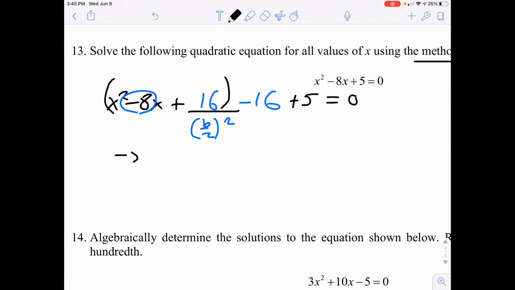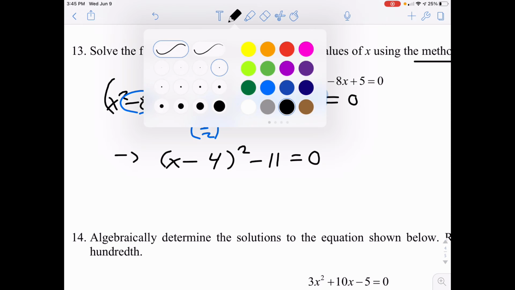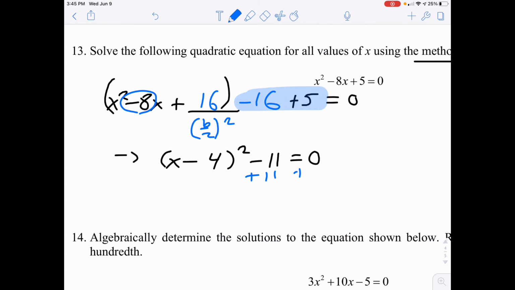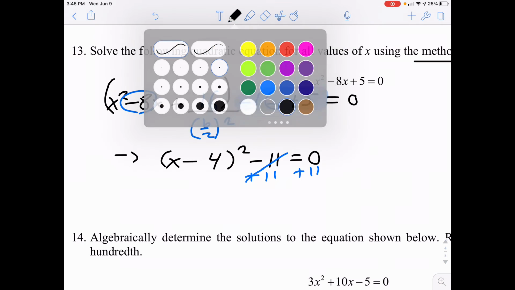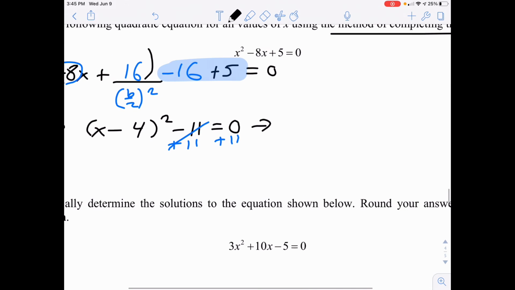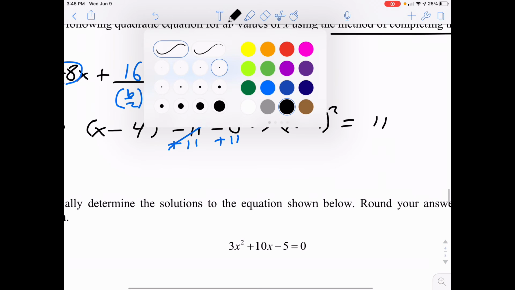Section that off. That becomes my perfect square binomial of x minus 4 squared, since the square root of 16 is 4. Subtract that, minus 11 equals 0. Go ahead and add that 11 to the other side so we can begin solving this equation. And the quantity x minus 4 squared equals 11.